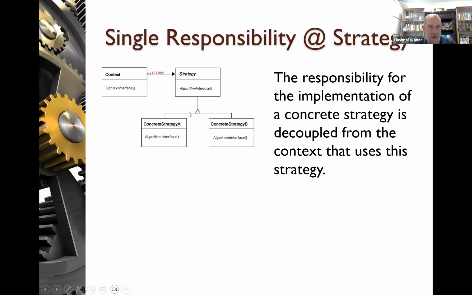Okay, so using this pattern, you decouple the context from the concrete strategy. It becomes like a plugin. Okay? Any question?